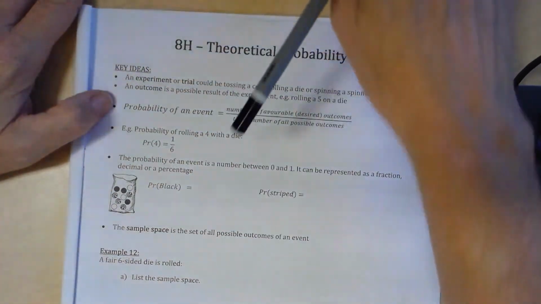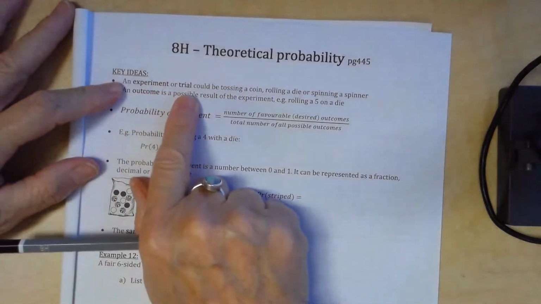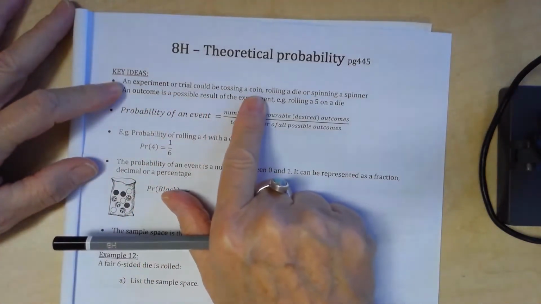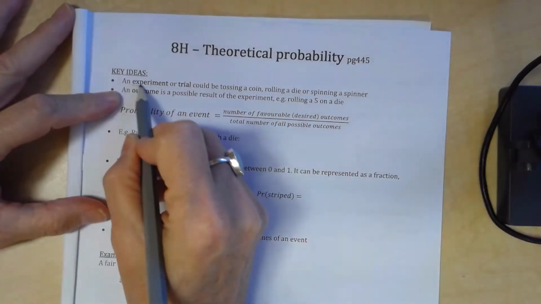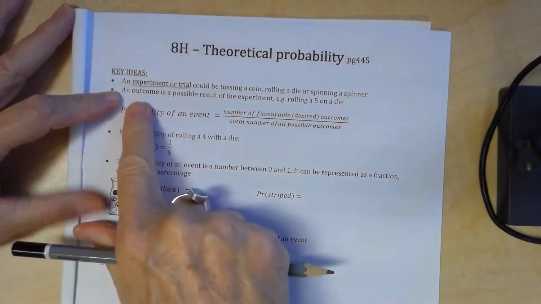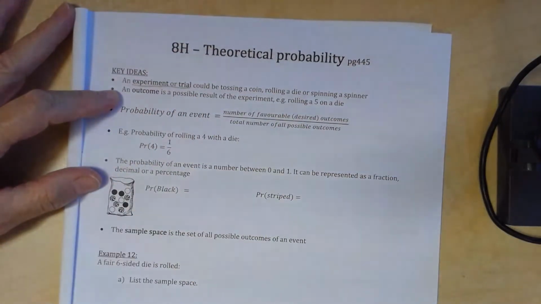Okay, this is our video for theoretical probability. An experiment or a trial could be tossing a coin, or rolling a die, or spinning a spinner. So experiments, when we talk about those, are the things that we're doing. An outcome is a possible result. So rolling a 5 would be an outcome of rolling a die.